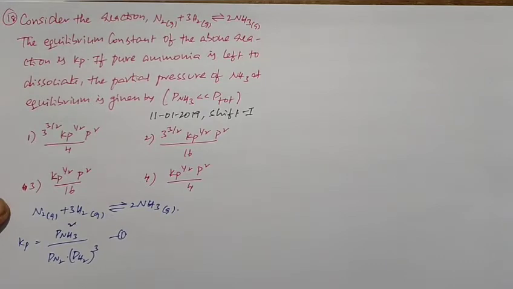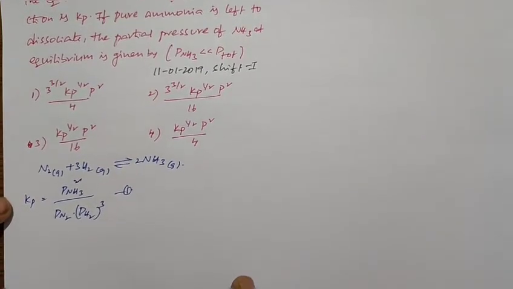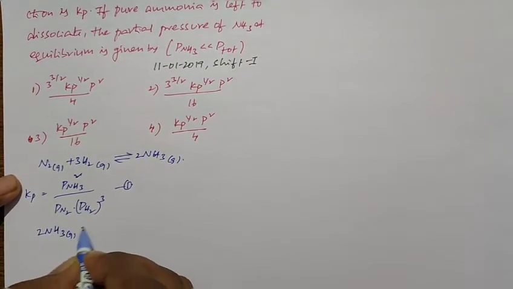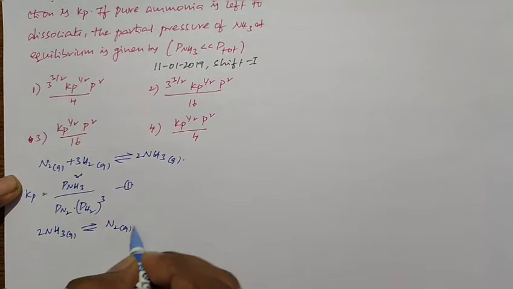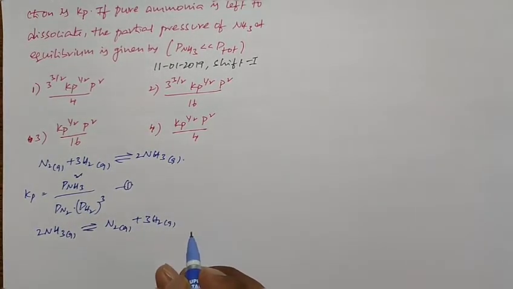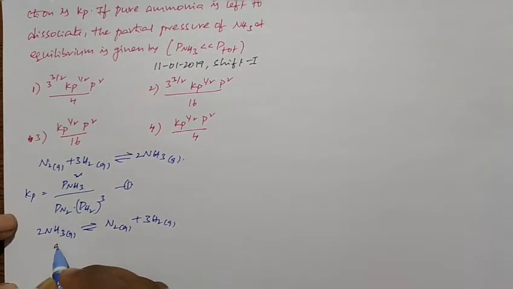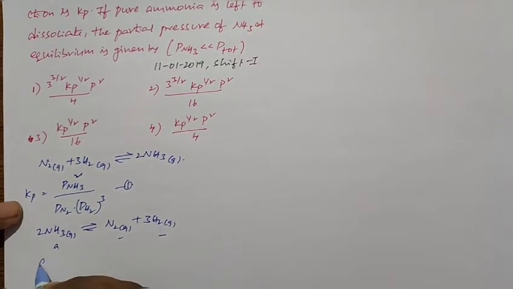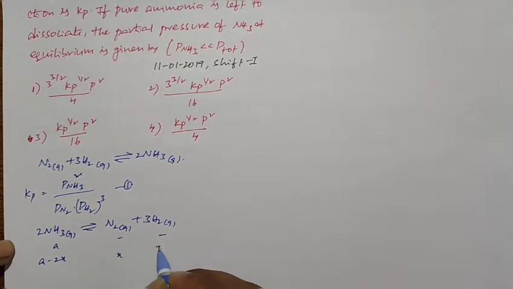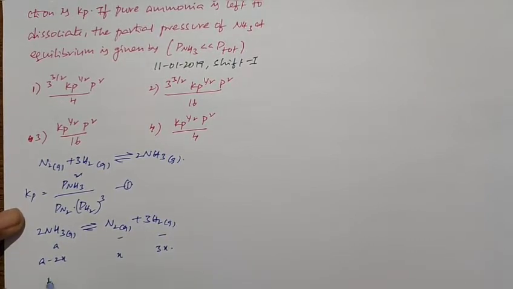Then they ask about the dissociation of ammonia. So if you take the dissociation of ammonia, 2NH3 gas undergoes dissociation. It can form a mixture of nitrogen and hydrogen gas. Initially it is taken as A moles. After dissociation at equilibrium we get A minus 2x, then x, and 3x. So the total pressure, P total, is equal to A minus 2x plus x plus 3x.